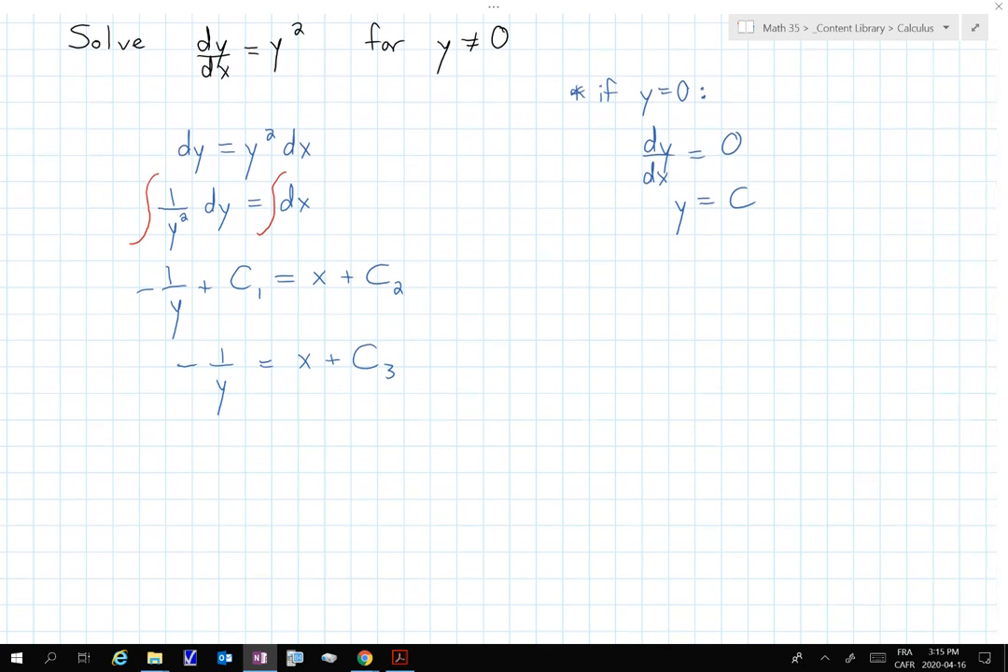Now, if I want to isolate y, I've got y equal to negative 1 over x plus c3. This is my final step. So at this stage, I can drop that subscript. So my conclusion is going to be that y is equal to negative 1 over x plus some constant. You'll notice that when we've had more complicated differential equations now, the constant doesn't just always show up as a plus c at the end.